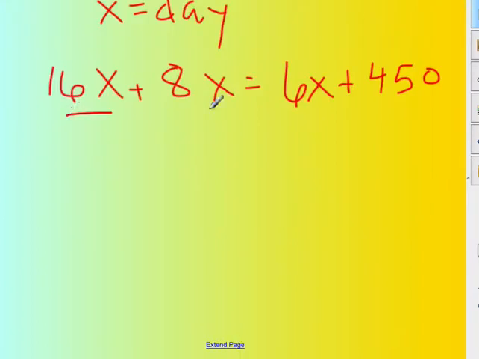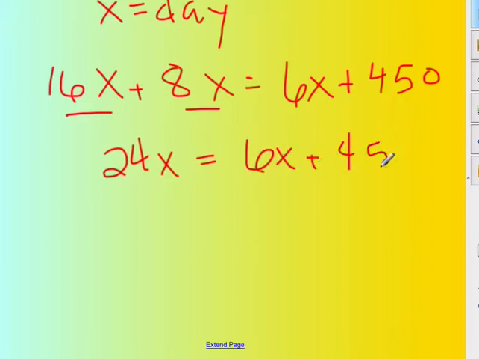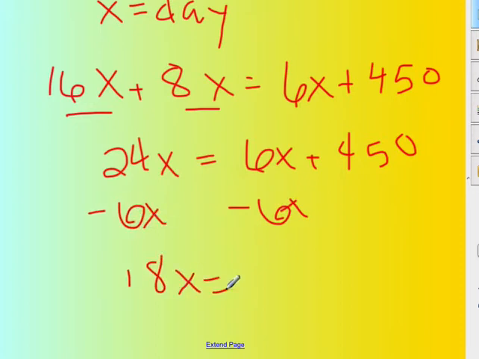First I want to combine my variables on that side. So 16x plus 8x is going to give me 24x. Equal to 6x plus 450. Now I want to bring that 6x over to the other side. 24x minus 6x, now here's where we get that 18x, is equal to 450.